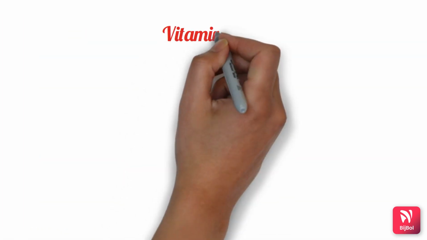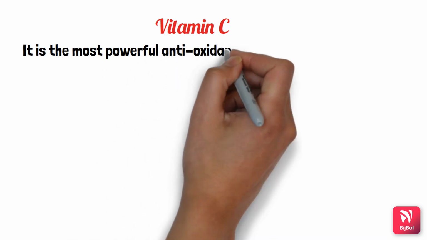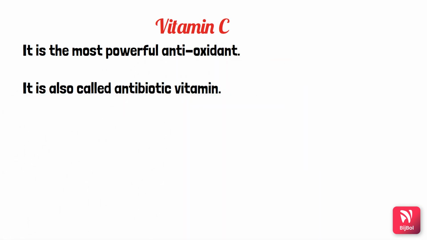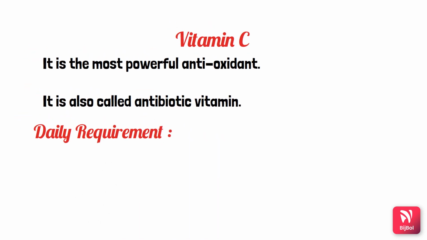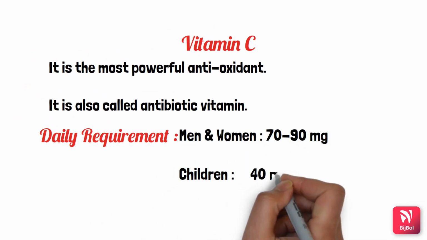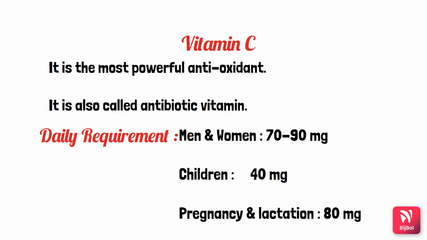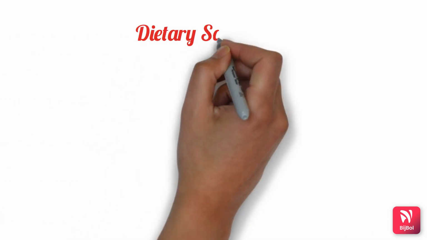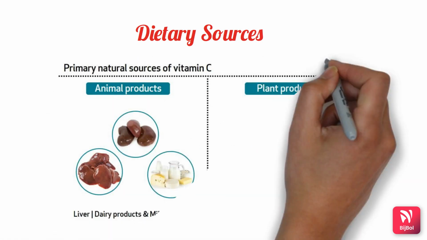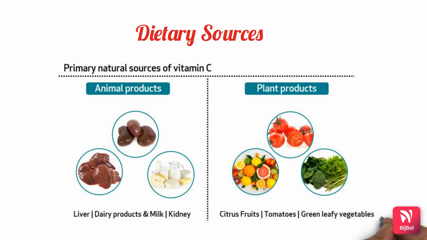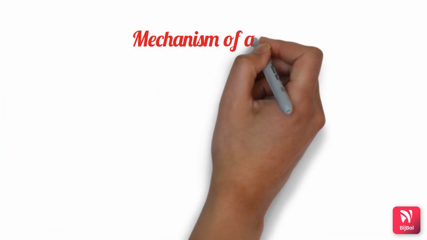Now coming to vitamin C, the last water-soluble vitamin. Vitamin C is the most powerful antioxidant. It is also called the antibiotic vitamin. Coming to the daily requirement of vitamin C, men and women require 70 to 90 mg. Children require 40 mg, in pregnancy and lactation it is 80 mg per day. Coming to the dietary sources of vitamin C, primary natural sources are animal products: liver, dairy products and milk. Plant products include citrus fruits, tomatoes, and also green leafy vegetables.